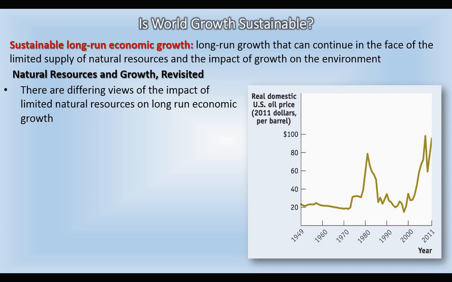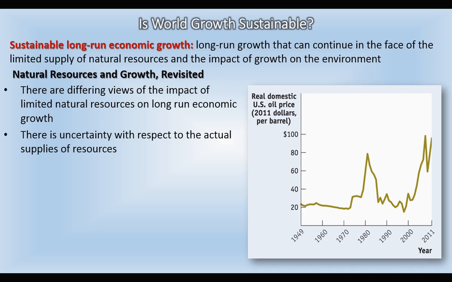So here is the real domestic U.S. oil price over the last sort of 60 years, and we see it's been relatively stable except for this weird period in the 1970s, and now it's kind of ballooning. So there is uncertainty with respect to the actual supply of resources.